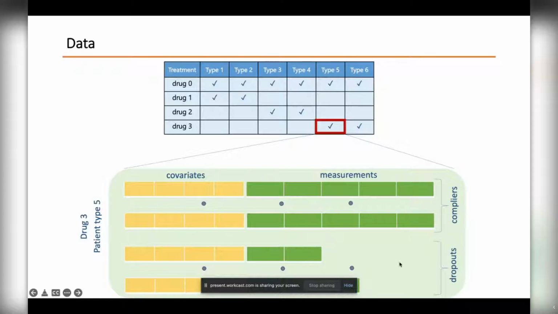Patients who dropped out, some dropped out after 2 visits, some dropped out after 3 visits, and so on. Okay, so that's my data.